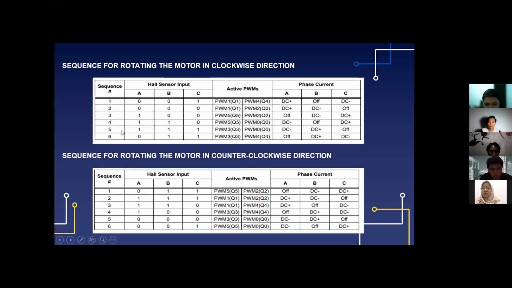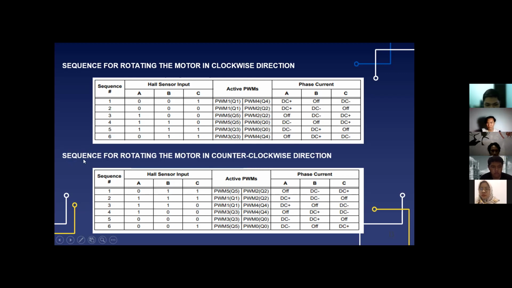Sequence number 5: A, B, and C are all detecting north poles on the shaft. The active PWM is Q3 and Q0, with phase current A negative, phase current B positive, and phase current C off. And the last sequence is Hall sensor A detecting the south pole, with B and C detecting north poles. The active PWM signals are Q3 and Q4, and the phase currents are A off, B positive, and C negative. So that's the sequence for the clockwise direction.